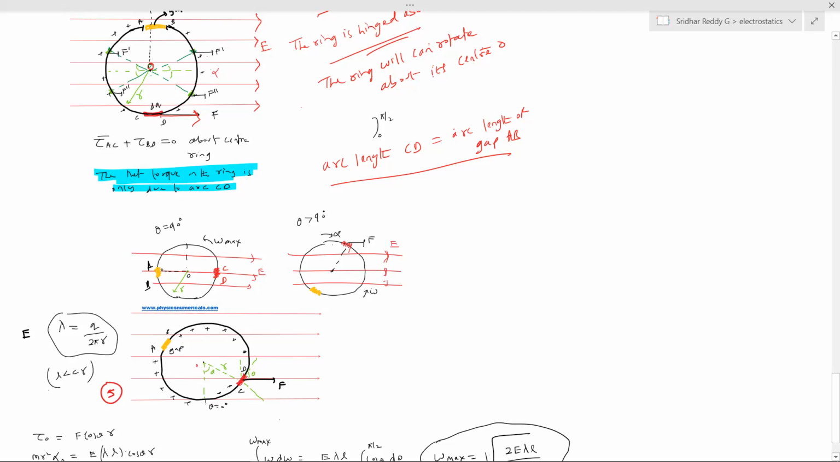When the gap becomes vertical, CD will also be vertical, because AB and CD should always be opposite. Now the ring has maximum angular velocity, because for this position the torque will be decreasing, but the angular velocity will keep on increasing. Here in this position the ring will have maximum angular velocity. At the very next moment, the torque will be clockwise about O, and omega was counterclockwise, so omega starts decreasing.